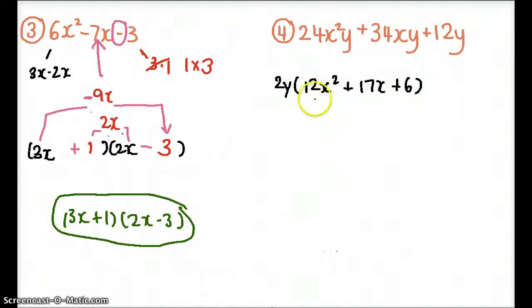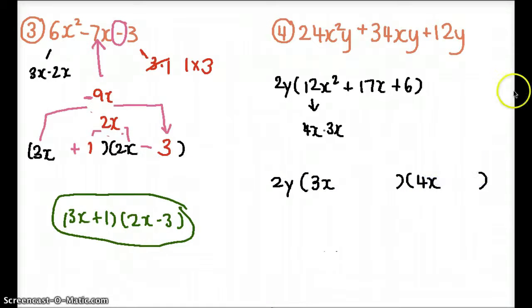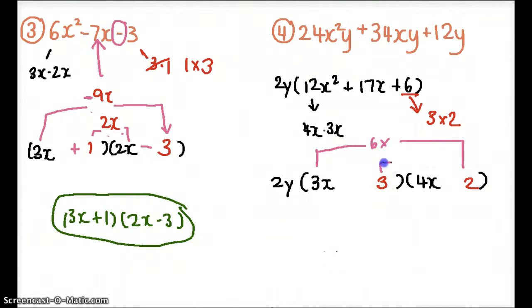So then we're going to think about this inside part only, and I'm going to think about the factors for 12x. I'm going to try 4x times 3x. So I'm going to write 2y and then write 3x and then 4x. And then I'm going to think of this 6 right here. So this could be, let's say I think of 3 times 2 first. So I'm going to write 3 and 2. Then I'm going to multiply the two outside values, and we get 6x. And the inside values, and I get 12x.